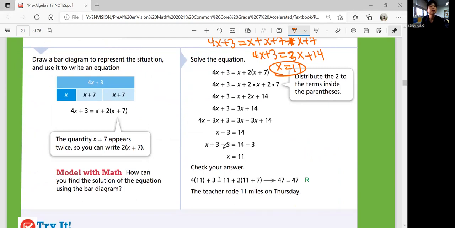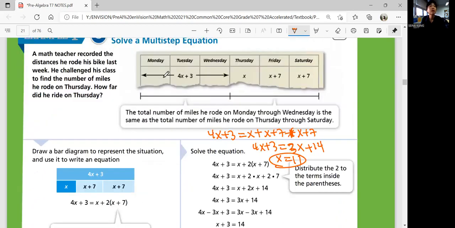And you can check your answer by substituting 11 in all the expressions. 11 plus 7 is 18. 11 plus 7 is also 18. 11 times 4 is 44, plus 3 is 47. So if you add 11 plus 18, that should be 47.